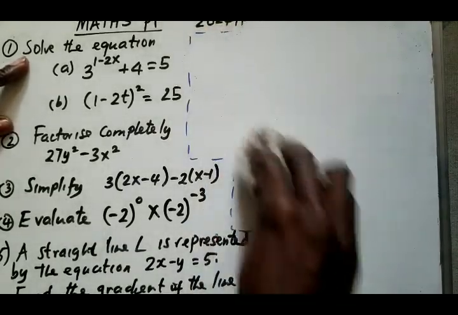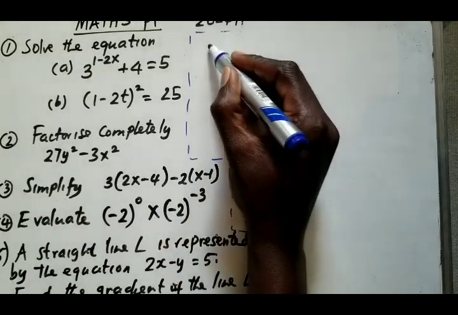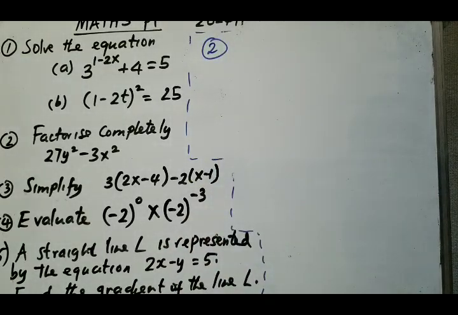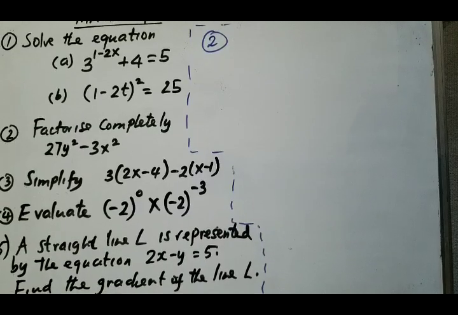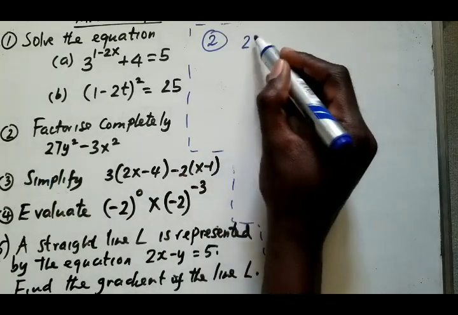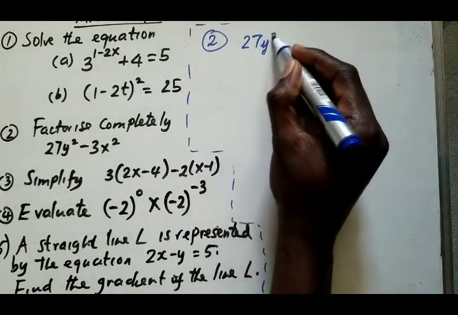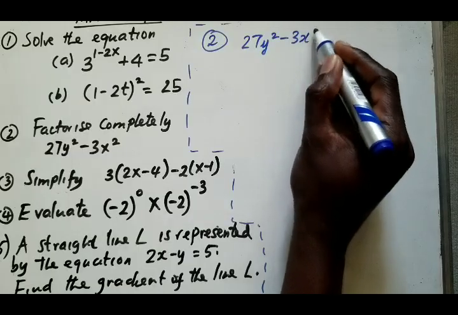Another aspect, if you look at question number 2, it was saying factorize completely. Obviously, you'll be finding these questions on factorizing completely, so you need to remember where a particular topic is coming from. Under factorization, you are going to be using more of difference of two squares. So let's look at that. It says 27y raised to the power 2 minus 3x squared.